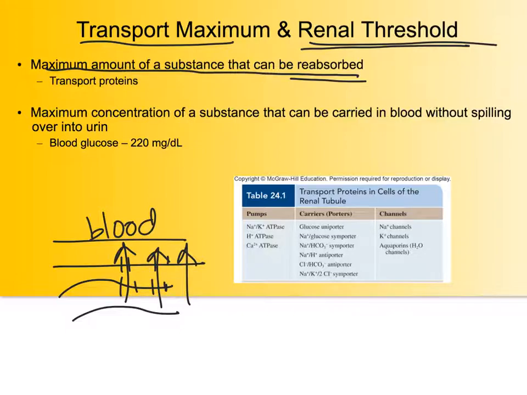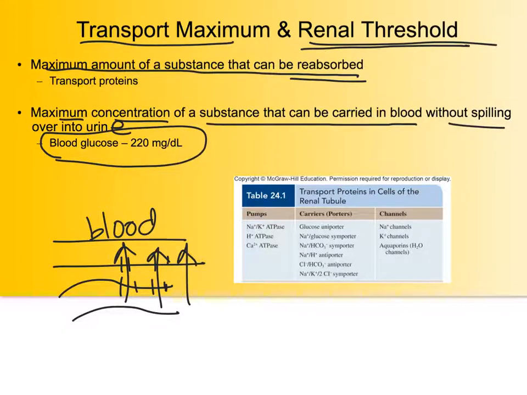The renal threshold is the maximum concentration of a substance that can be carried in blood without spilling into the urine. The big example of this is blood glucose. The renal threshold for glucose is 220 milligrams per deciliter of blood. Normally we do have glucose overflow, but we have enough protein carriers, or channels, to get it back into the blood.